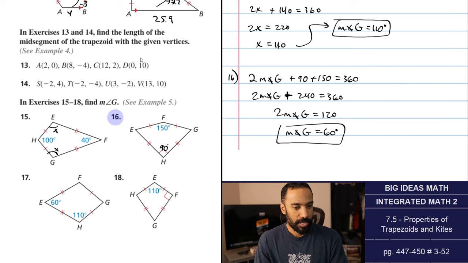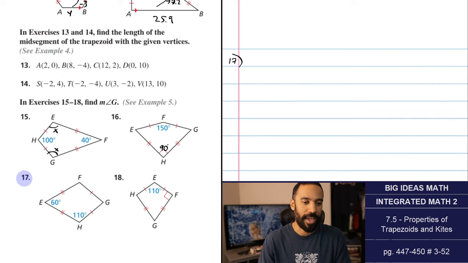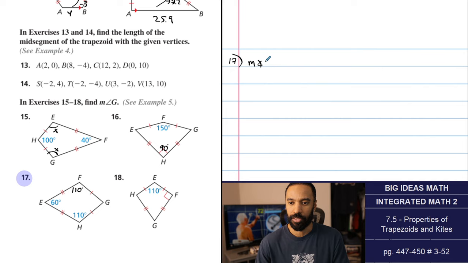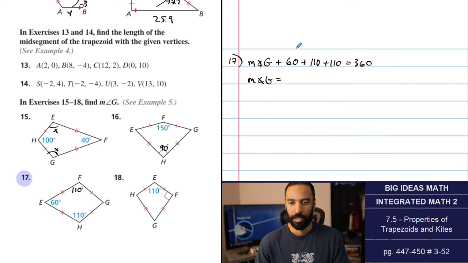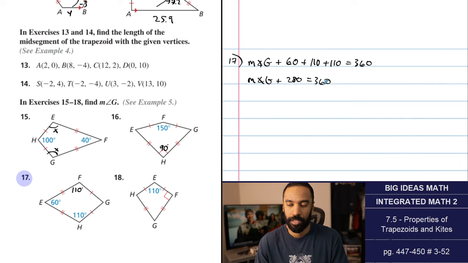Numbers 17 and 18 have the opposite effect now. G and E are not congruent or equal in measure this time because now they are the ends of the kite, which will not be congruent. F and H, however, will be the same. So if H is 110 degrees, so is F. Now we're trying to find G based on that. Pretty straightforward. These add to 360, all the same. Measure of angle G plus the 60, plus the 210s. I'm thinking faster than I can write, 220 plus 60. So measure of angle G is 80 degrees on number 17.